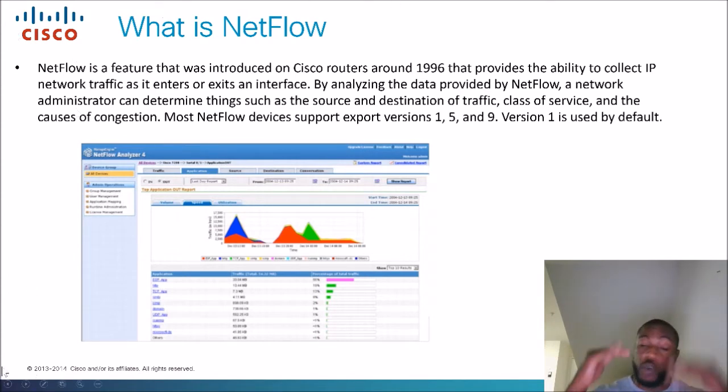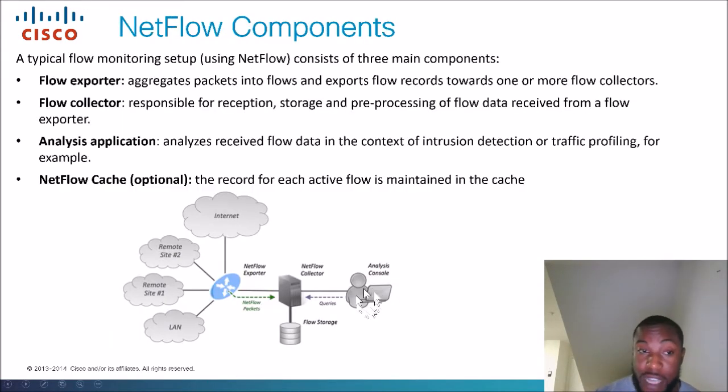And you could sort it. You can figure out who is streaming most of the Hulu and all of that. That's basically what you're doing. But you'll see this on the analysis console or the analysis application. It analyzes received flow data in the context of intrusion detection or traffic profiling, for example.